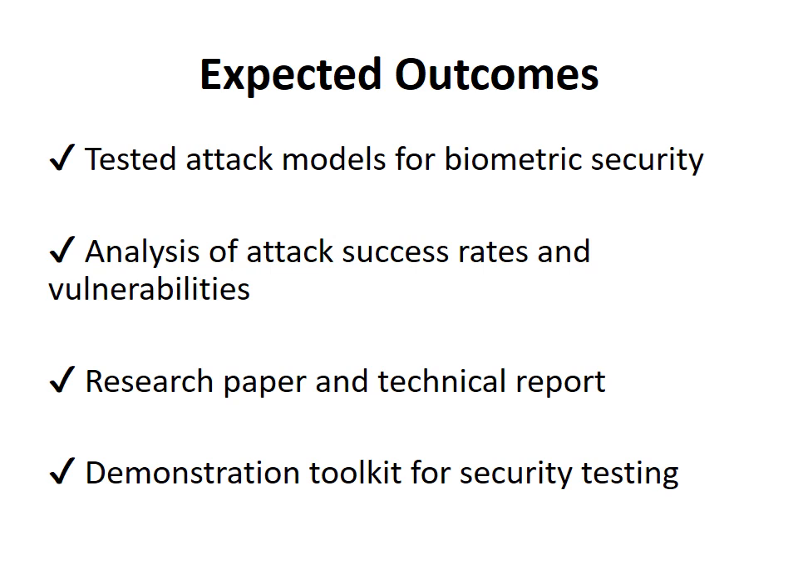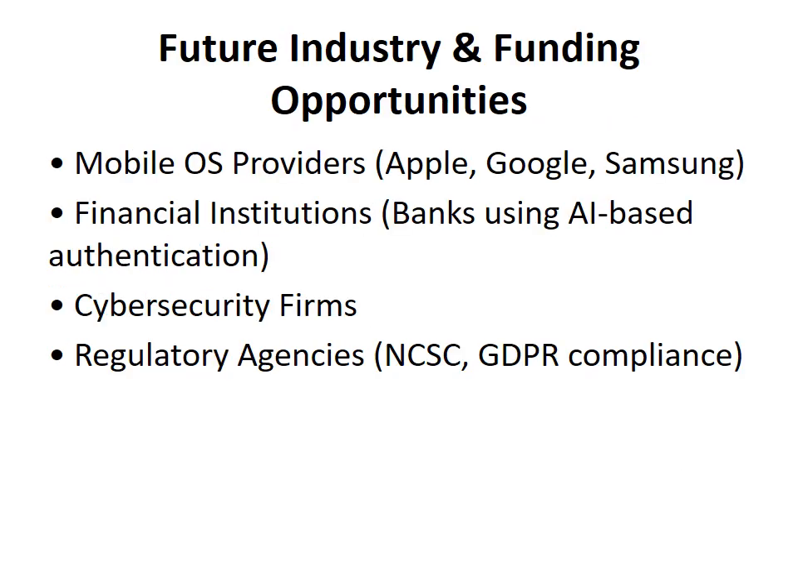So the aim is that by the end of this project, we will have tested a suite of attack models, an analysis of vulnerabilities, hopefully a research paper detailing our findings, and a demonstration toolkit for security testing. And this work has clear future potential. It aligns with security priorities of mobile operating system providers like Apple and Google, financial institutions, cybersecurity firms, and regulatory agencies enforcing AI safety standards, for example. So this work can be extended and developed into further projects and further ideas.